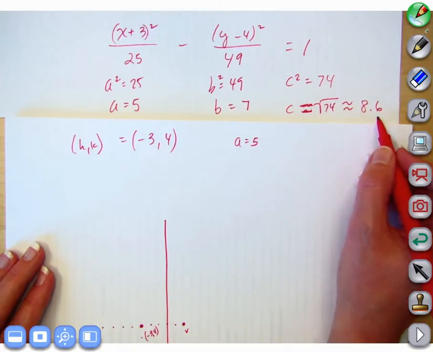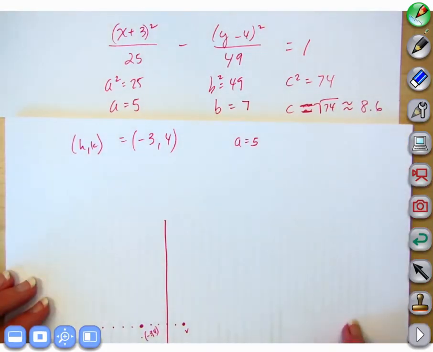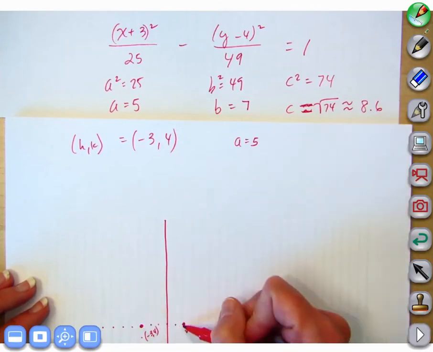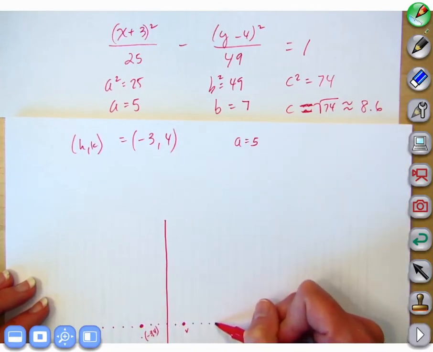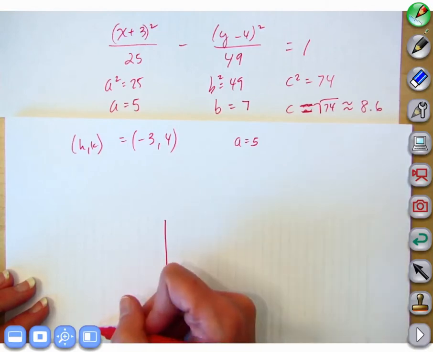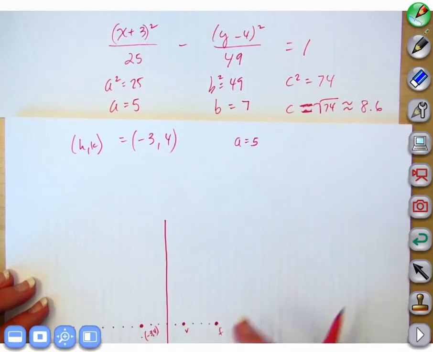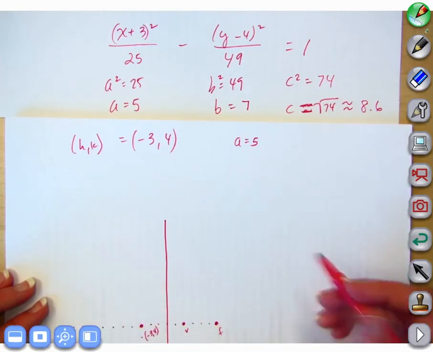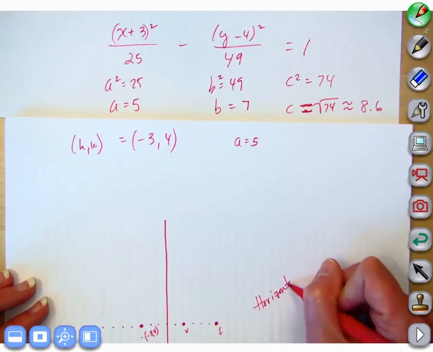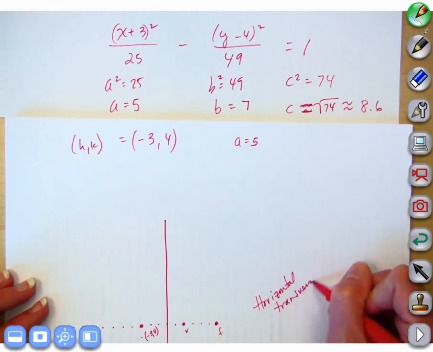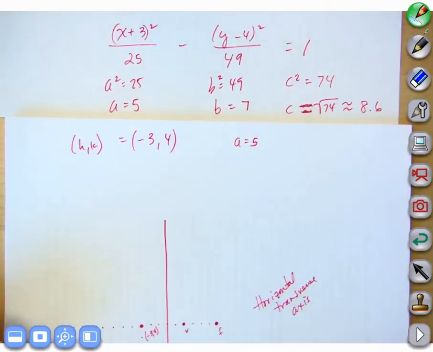Okay? We'll use B in just a minute. C is 8.6. What is C? The distance to a focus, to the foci in both directions. So we're going to go 5, 6, 7, 8.6. That's a focus. And then here's 5, 6, 7, 8.6. That is another focus. So, this, ladies and gentlemen, is a horizontal transverse axis. True? Horizontal transverse axis, because the transverse axis contains the center point, the vertices, and the foci.